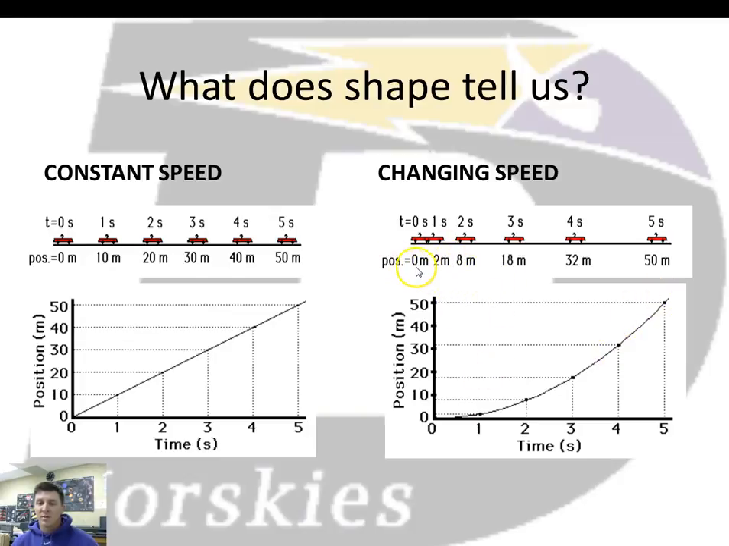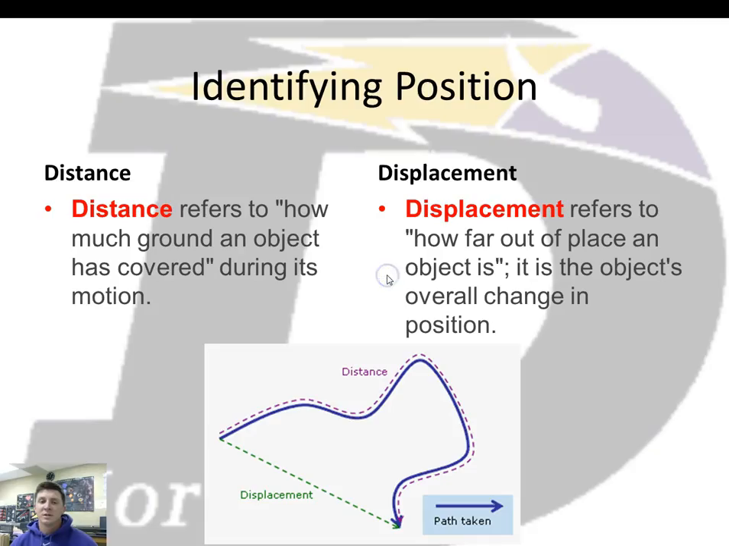if you look at the representation up here above the graph, the position goes from 0 to 2 meters, so that's a difference of 2. 2 to 8, that's a difference of 6 in between that second. 8 to 18, a difference of 10 meters there, from 2 to 3 seconds. So as you can see, as time increases, the distance also keeps increasing and getting farther and farther each second in this case. So that's what the shape of these graphs tells us.